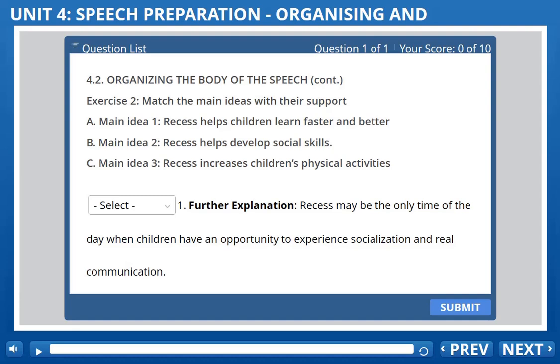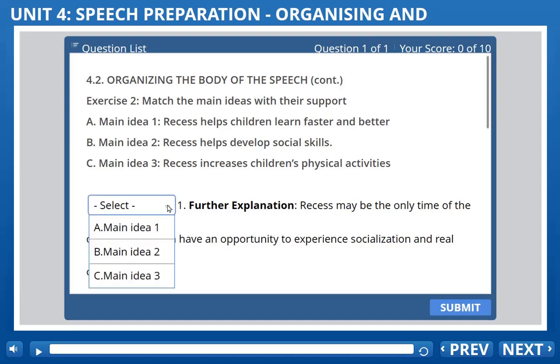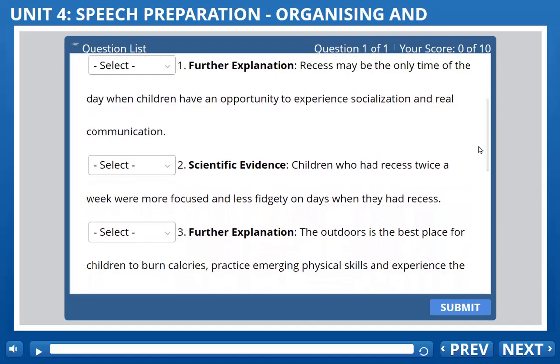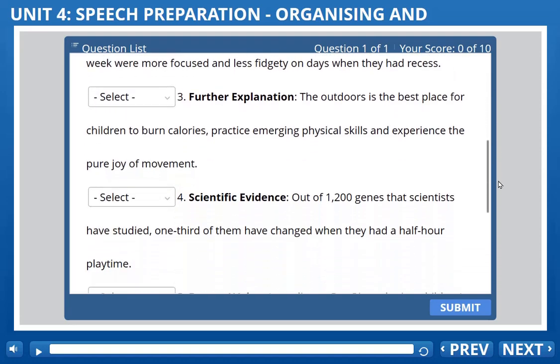Exercise 2. Match the main ideas with their support. So I have main idea 1: recess helps children learn faster and better. Number 2: recess helps develop social skills. And number 3: recess increases children's physical activities.